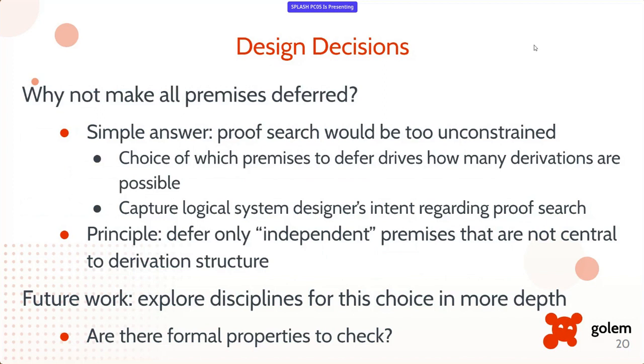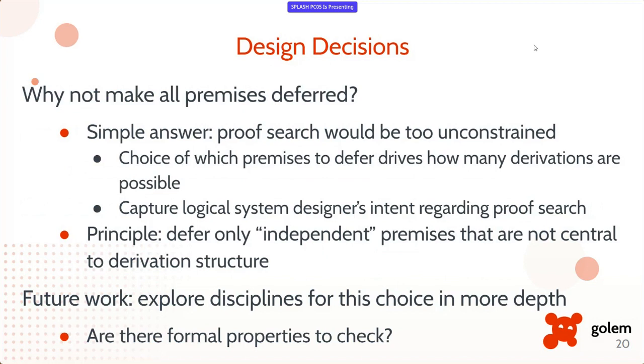it's a kind of way of expressing the intent of the designer of this logical system regarding how we should search for proofs. So I think, I can't tell you exactly how to do it, but I think the principle is this idea that we want to defer premises that are conceptually independent of the main line of the derivation, and aren't central to its structure. So we can ask them independently without blowing up the set of derivations that we construct during search.